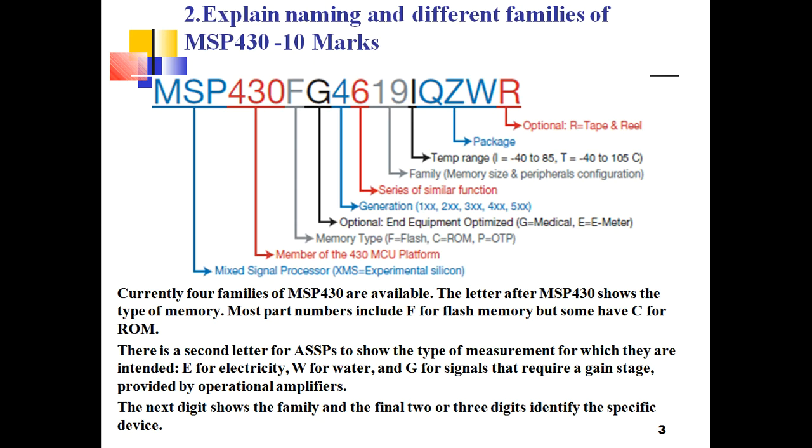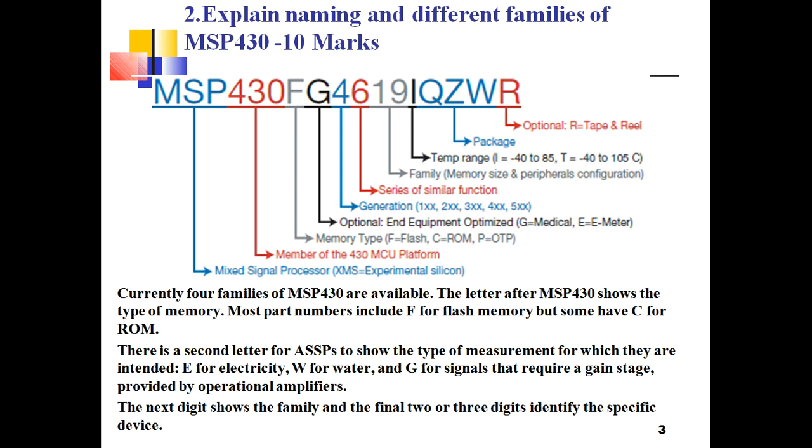the 430 microcontroller platform. So you will get different types of microcontroller platforms. Out of that, 430 is one of the members of the microcontroller platform. F means it's a memory type. Which type of memory is there on chip of MSP430? Here F means it has flash. Suppose in place of F you have C, it indicates ROM. If it has P, it means OTP program memory.